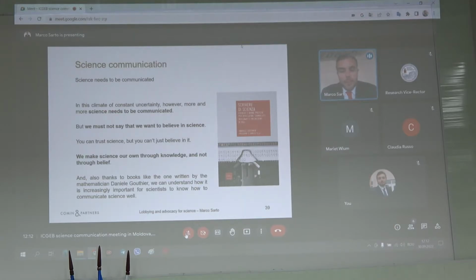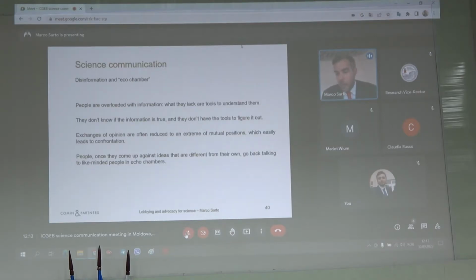But the first thing to say is that science needs to be communicated. We must not say that we want to believe just in science, because science is not a belief, but is for sure a science. A science is an activity. So it's important to promote culture, to stimulate a scientific sensibility, to stimulate curiosity, offering listeners a method of reasoning.